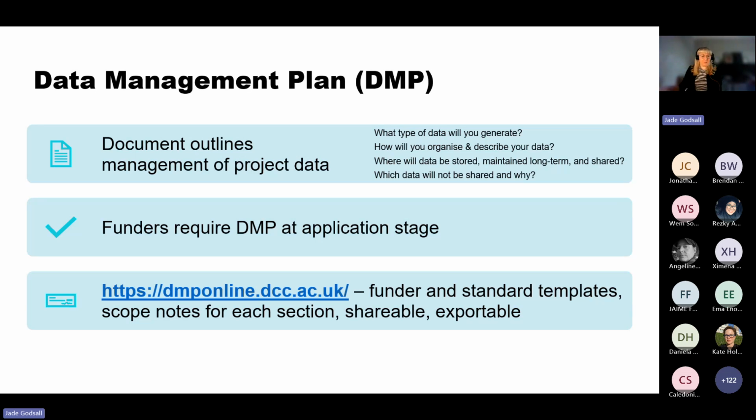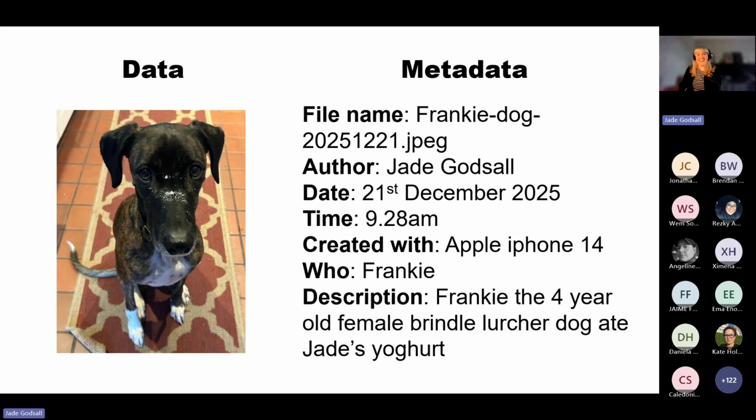So I do have an example of data and metadata to talk about. Meet Frankie and my very permanently muddy kitchen floor. So the data here is the photograph of my dog Frankie, and then the metadata, we've got file name, author, date, time, what it's been created with, who is it, and a description.